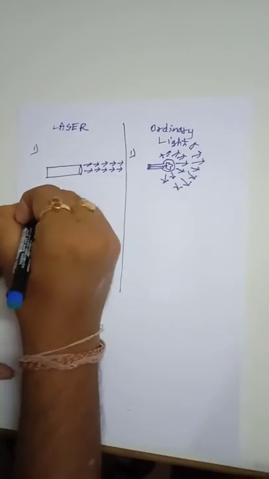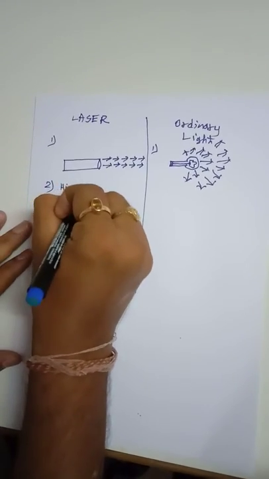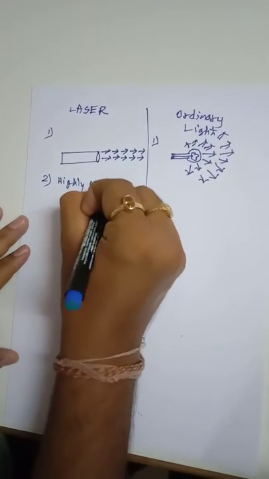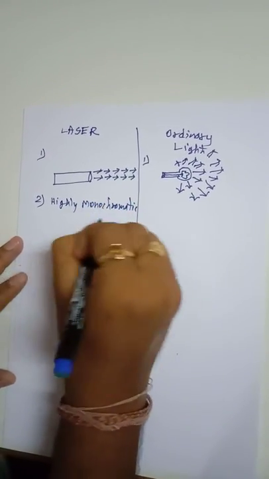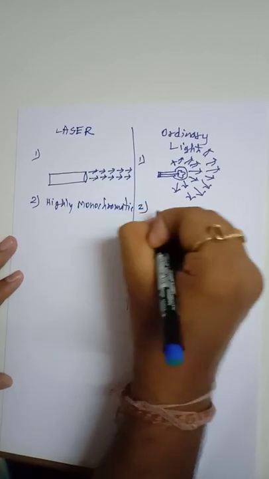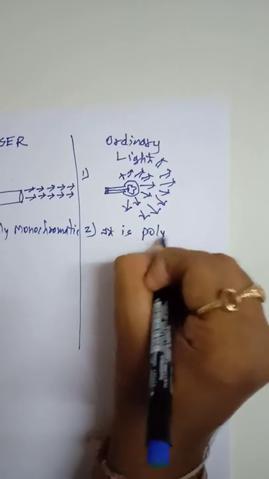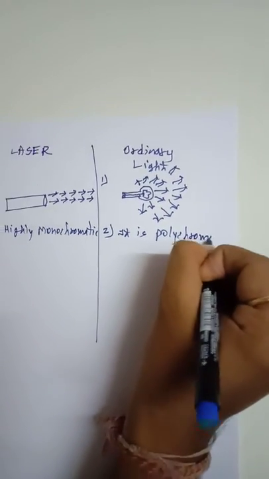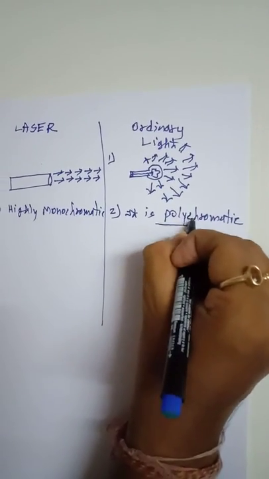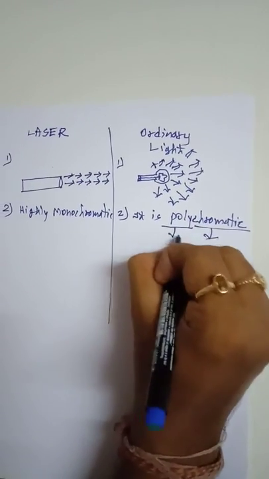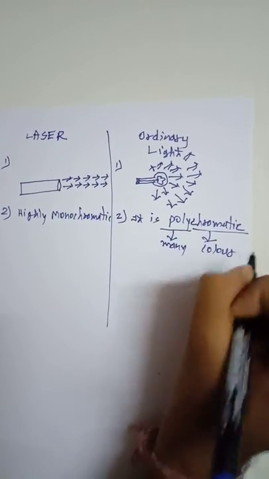Then the second point we'll take from the characteristics, highly monochromatic. It means single wavelength, single color, whereas ordinary light is polychromatic. Poly means many and chromatic means color. So it has many colors or many wavelengths.